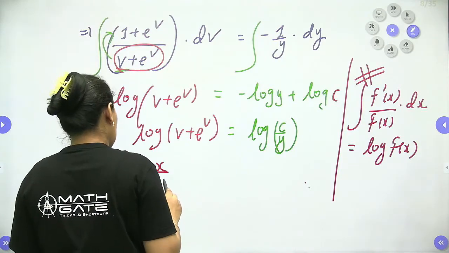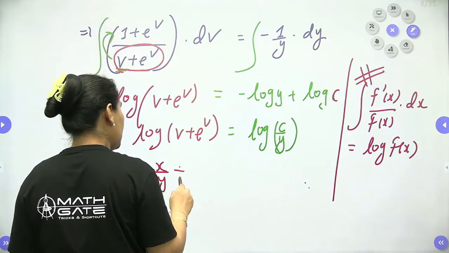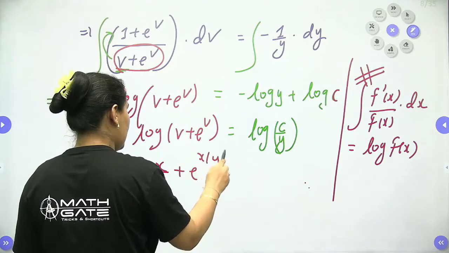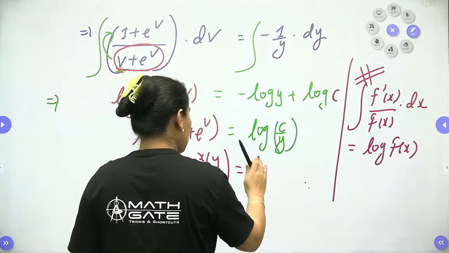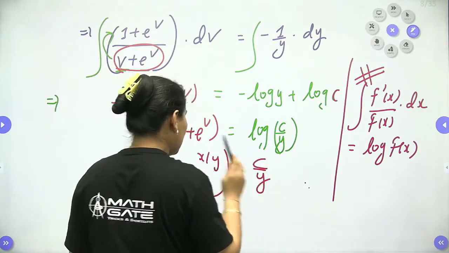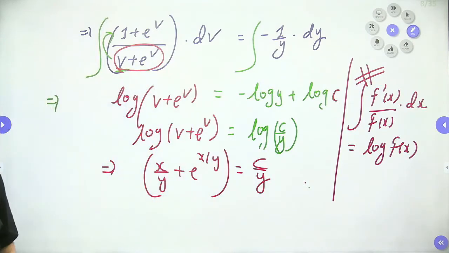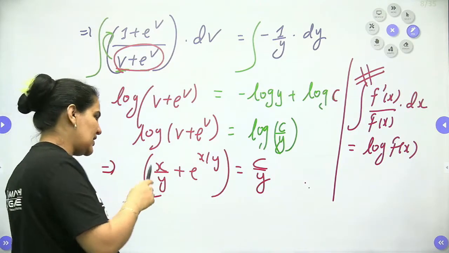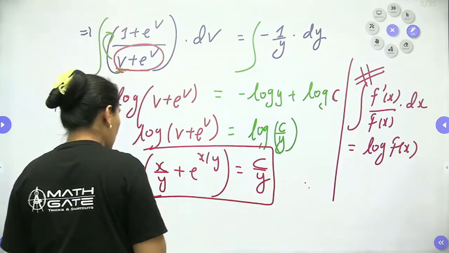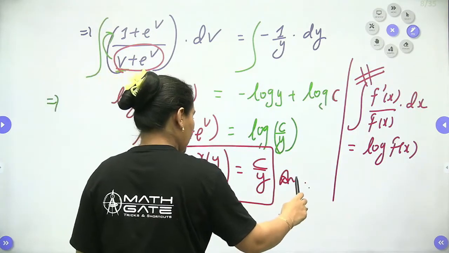It will be x by y plus e to the power x by y. Yes, and it will be c by y. So you can leave it here only, because we don't have options, dear students. So we can leave it just here only.